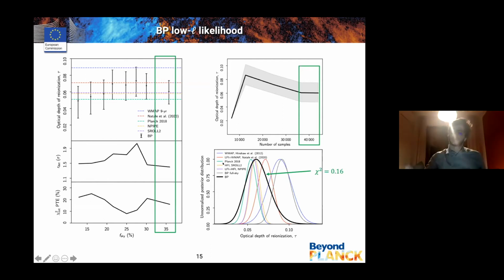So what we do in BeyondPlanck is focus on the northern hemisphere, and this is the mask we use for producing the likelihood input.